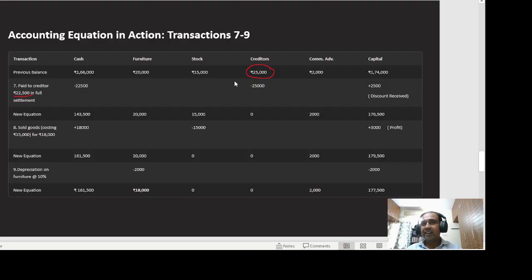See, when I am settling a creditor worth 25,000 and making a payment of 22,500, what will happen? I make a profit of 2,500. And whenever there is a profit, that will increase my capital. So what will happen, guys? Creditor will reduce by 25,000. Cash will also decrease by 22,500. So 25,000 creditor, I'm paying only 22,500, so I get a profit of 2,500. This profit will be added to the capital.